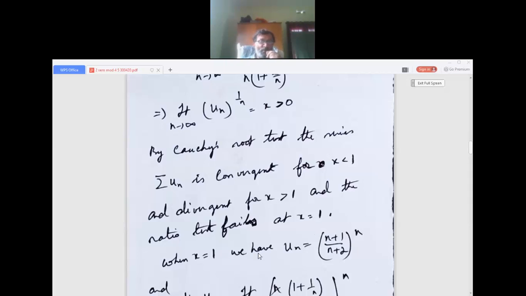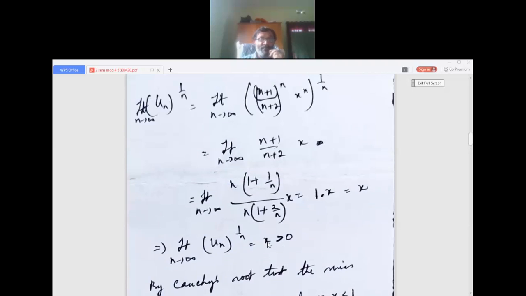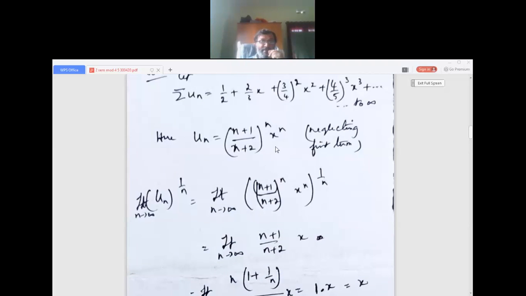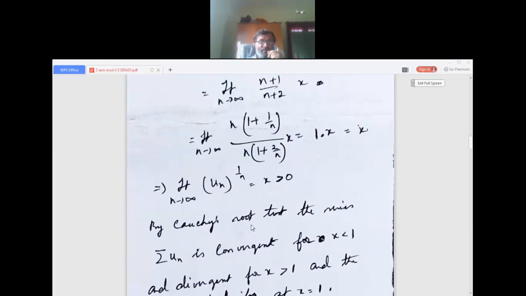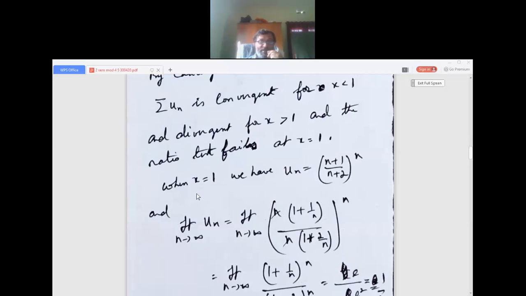So now, because the test fails, we find out what happens when x equals 1. Going back, when x equals 1, we put it here and the nth term changes. 1 power n is 1, so un is equal to (n plus 1 by n plus 2) whole power n. Then limit n tends to infinity of un is equal to limit of n into un.